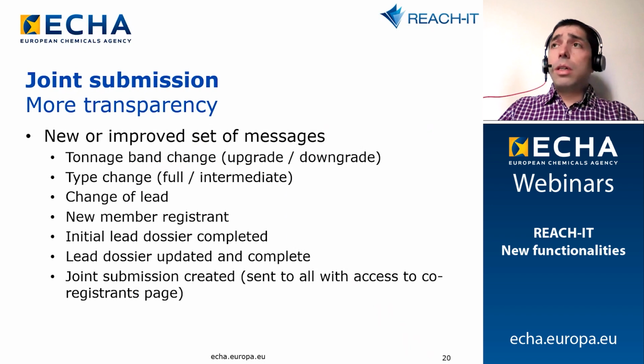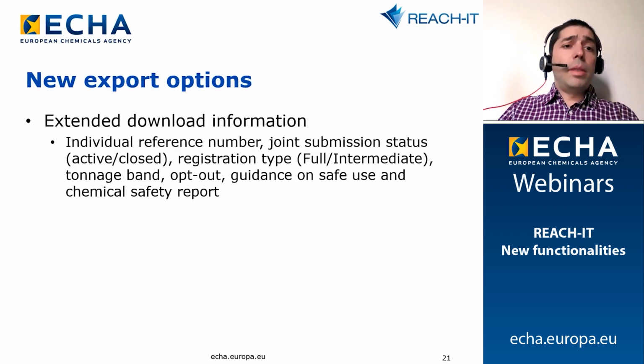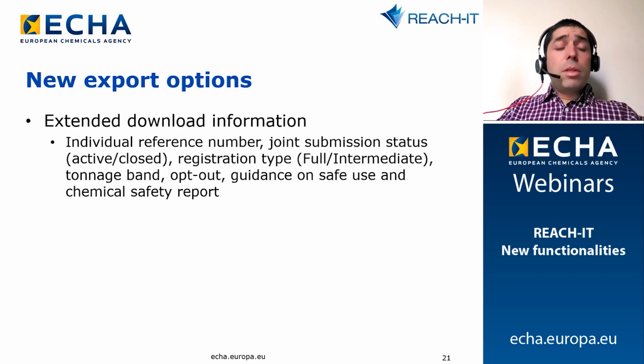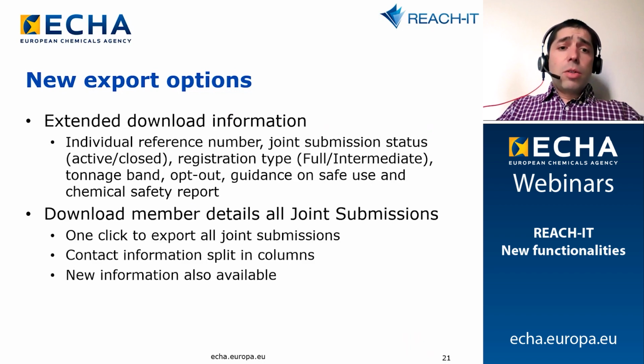We have implemented also a list of new messages to all the members of the joint submission. Here, you can see the list. We have implemented also new export functionalities. Now, there is more joint submission information available to be exported. Here, you can see some of them. Also, the member details of all joint submissions can be exported in only one click. Before, you had to go to each of the joint submissions and download the member details. In addition, the contact details are split in columns, making it easier to handle.